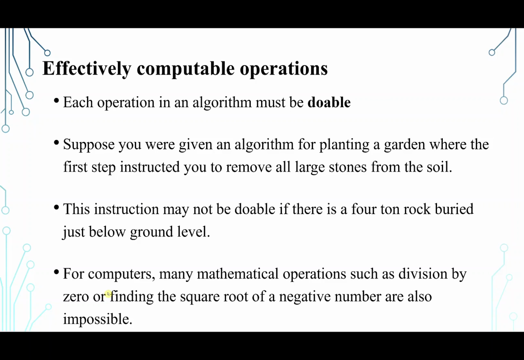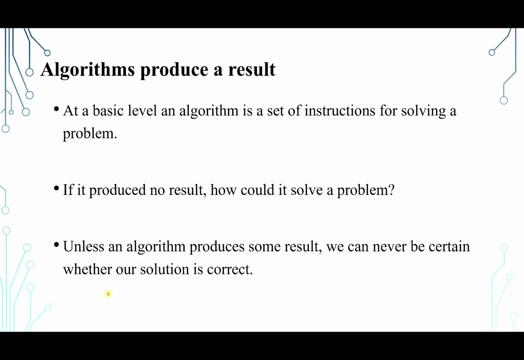That won't be enough. So for computers, many mathematical operations such as division by zero or finding the square root of a negative number are also impossible. So you should handle those things and you should think of them when you're making an algorithm.